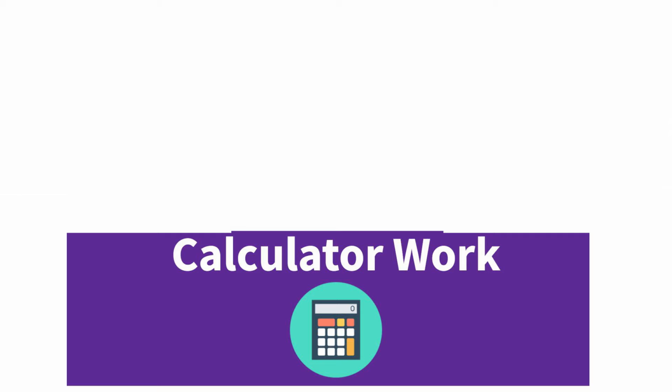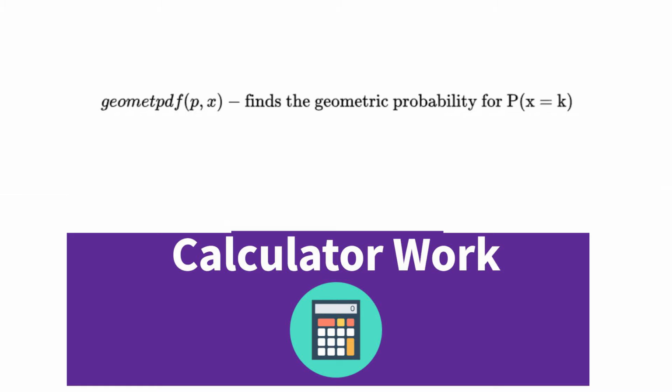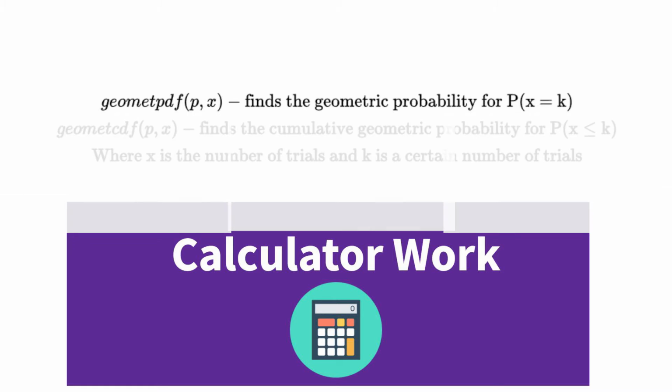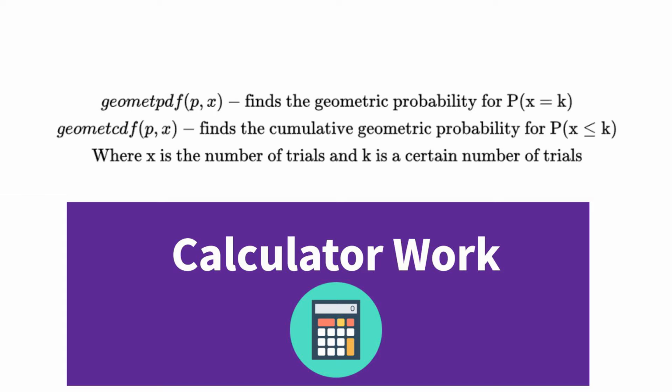Now let's move on to calculator functions. There are a few important graphing calculator functions to remember when working with geometric functions. The first one we'll go over is geometPDF. This function finds the geometric probability that a geometric random variable is equal to an exact value. Use this function when you need to find the probability of a first observed success at an exact value of trials, that being x.